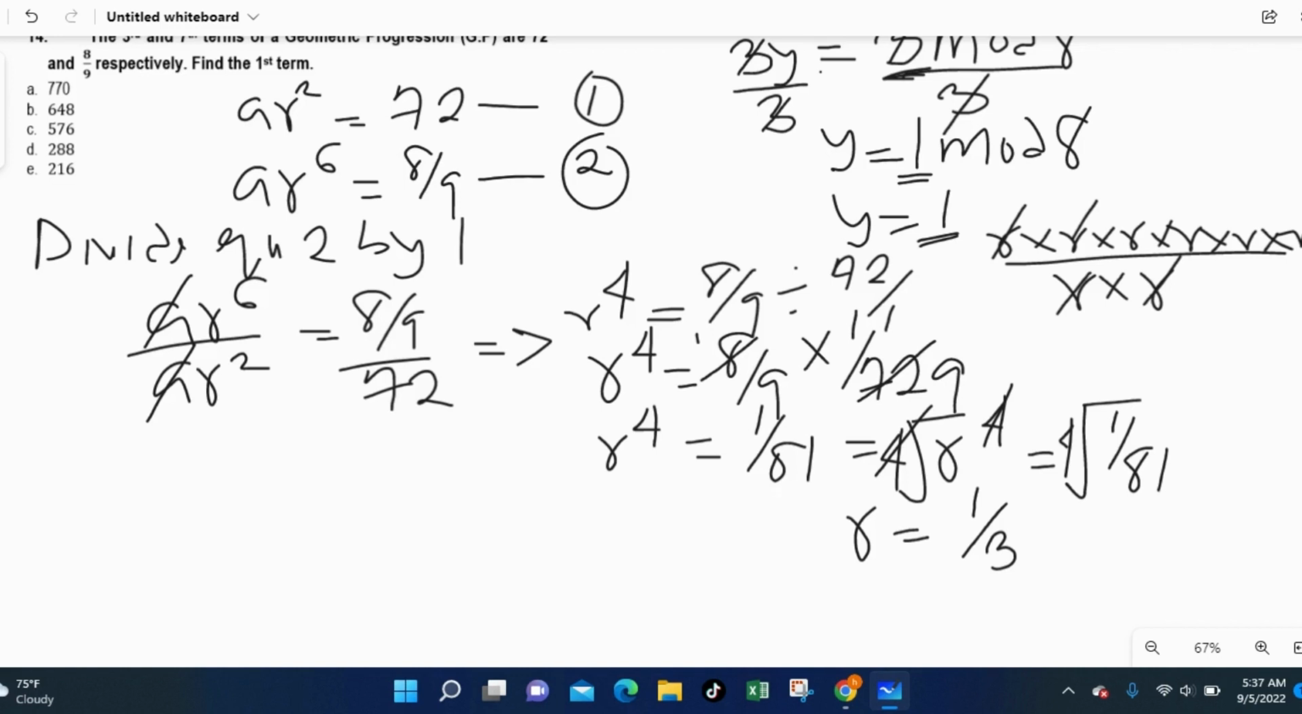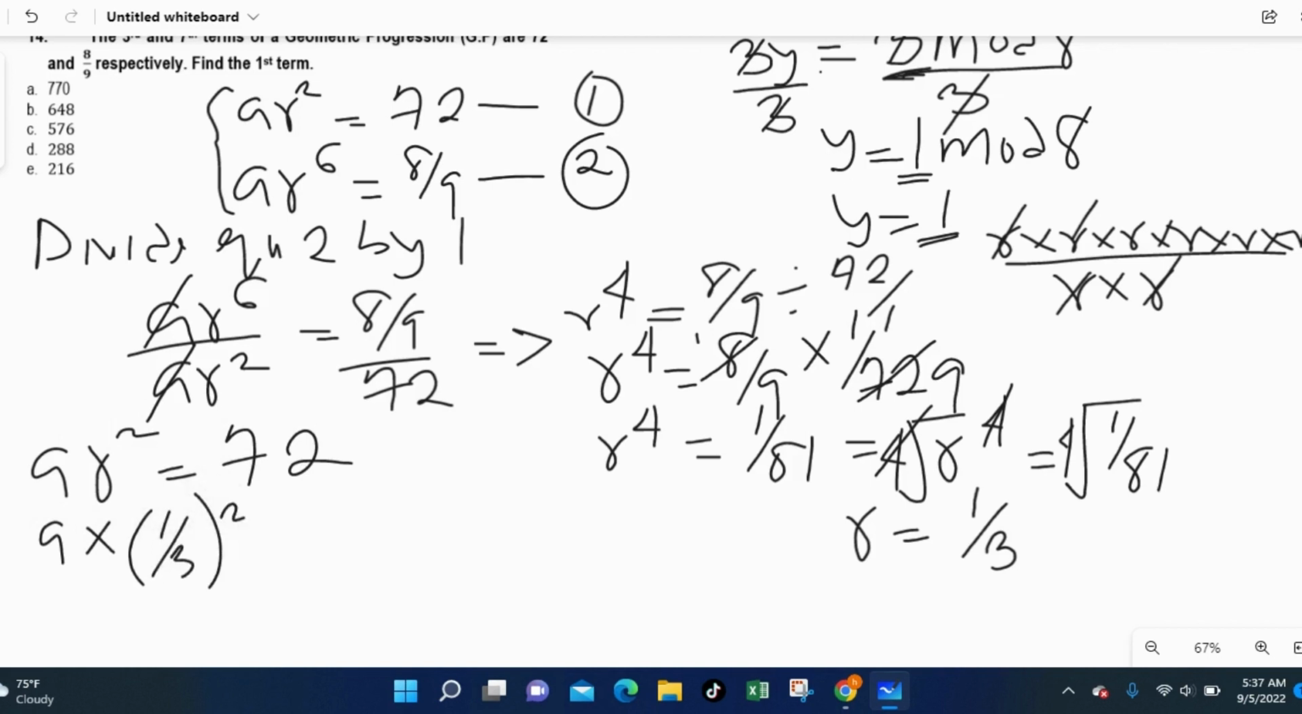Now, the next thing we want to do, remember, we're asked to find the first term, which is A. So we're going to use any of these two equations to find the first term, which is A. So let's use equation 1. In our equation 1, we were told that AR raised to power 2 is equal to 72. So if we put in the value of our R, which is 1 over 3, we are going to have 1 over 3 squared equal to 72. Guess you are following.